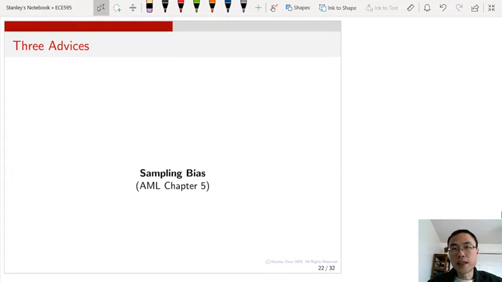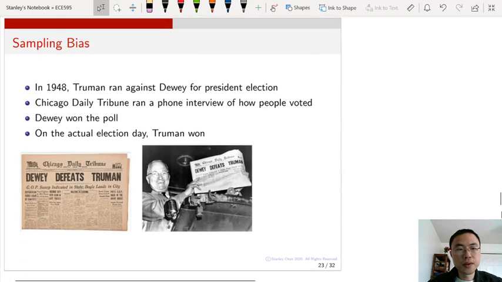Now, let me go on and give you the second piece of advice. And this advice is called the biased sampling advice. The story goes back to 1948 when Truman ran against Dewey for president election. And the Chicago Daily Tribune ran a phone interview of how people voted. And the poll says that Dewey won the game. However, on the actual election day, Truman won the election.